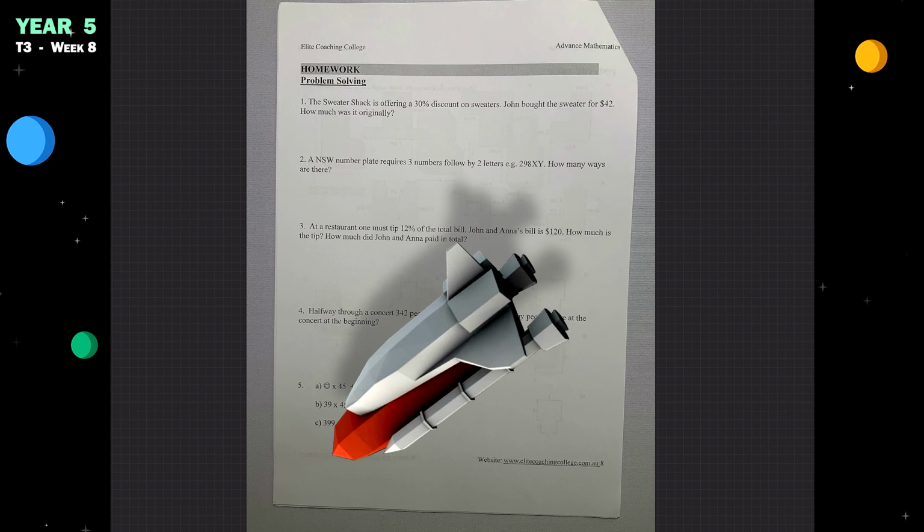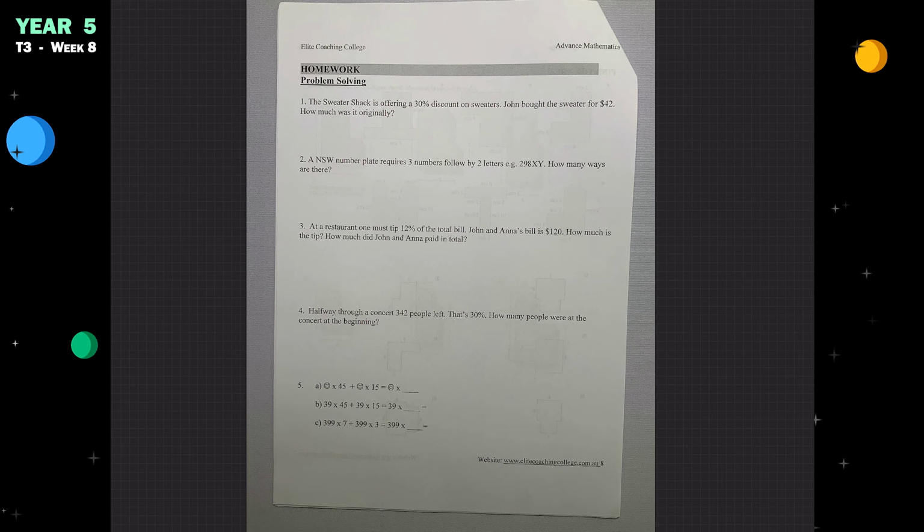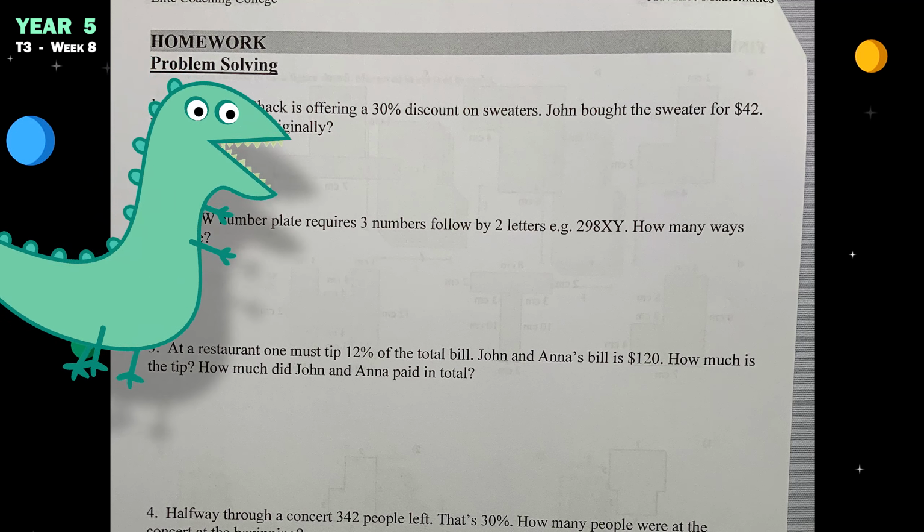This week we only have 3 pages, so it's going to be a quick homework video. So on page 8, question 1 says, the Sweater Shack is offering a 30% discount on sweaters. John bought the sweater for $42. How much was it originally?